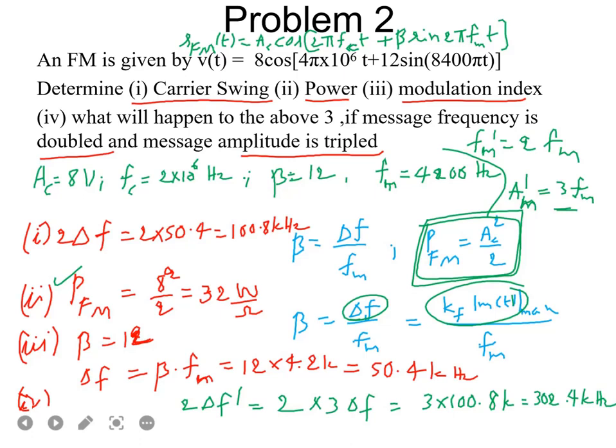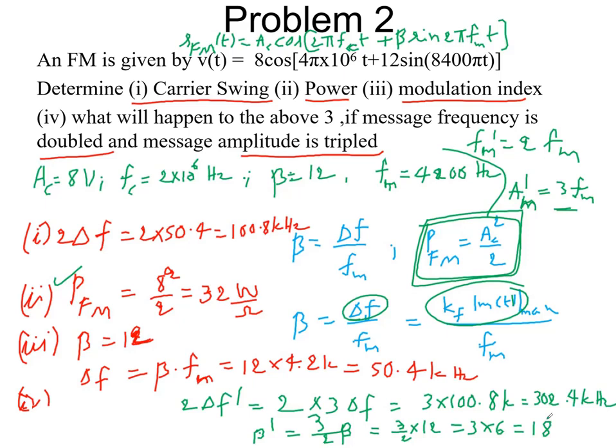Then power remains the same. Then what will happen to the new modulation index? The new modulation index beta dash is becoming what? The frequency deviation is tripled and the message frequency is doubled. That's why it will become 3 by 2 times the old beta, and the old beta is 12. That's why 3 by 2 times 12, what will happen to this? 3 into 6, which is 18.